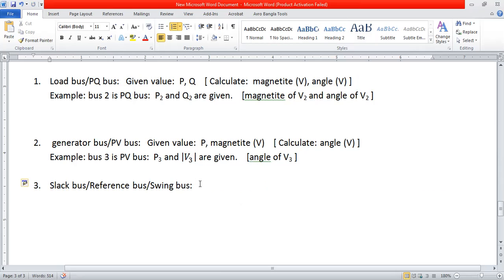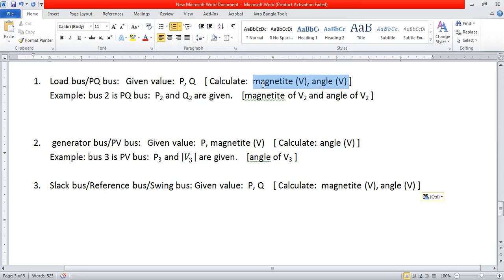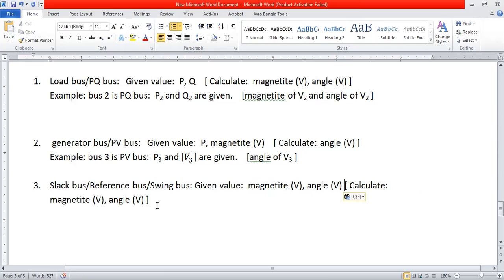So for this particular bus, our given values are voltage magnitude and angle, and we don't need to calculate anything for this particular bus at first condition. So if this is a slack bus, reference bus, or swing bus, then in our question the voltage magnitude and angle will be given, and we don't need to calculate anything for this bus. So these are the three types of buses in our power system.